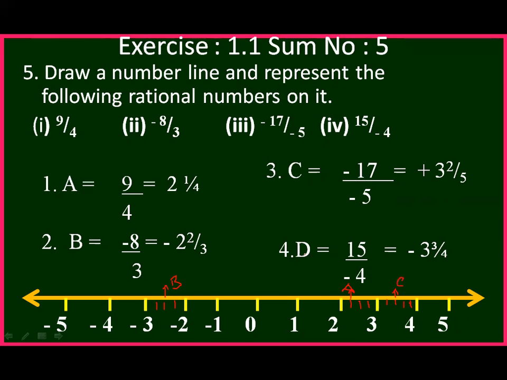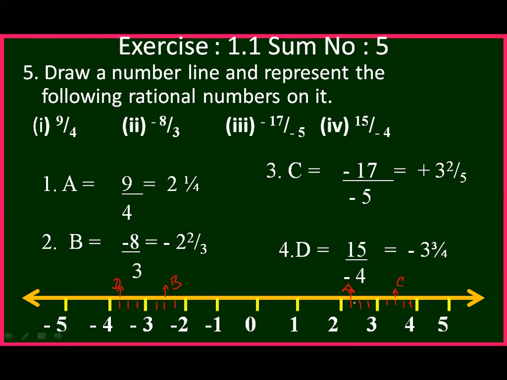And next we are coming to D, which is minus 3, 3 by 4, which is greater than minus 4. So now minus 3 to minus 4 is divided into 4 parts. 1, 2, 3, and the fourth position is this. So minus 3, 1, 2, 3. So here you get your arrow mark, which is the position of D.